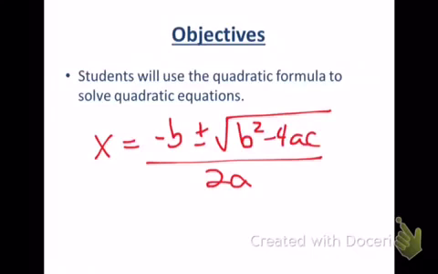How about a song? X equals negative b plus or minus the square root of b squared minus 4ac all over 2a.